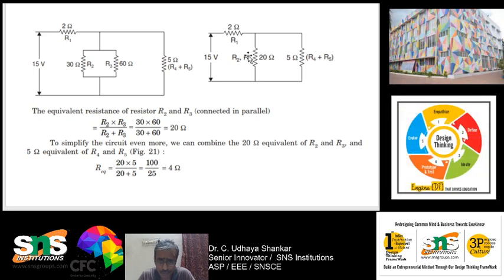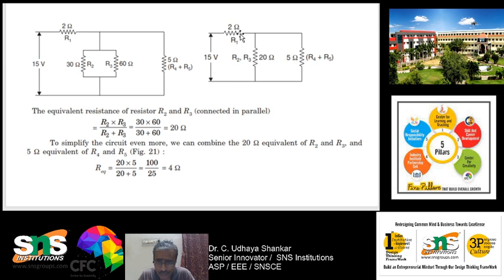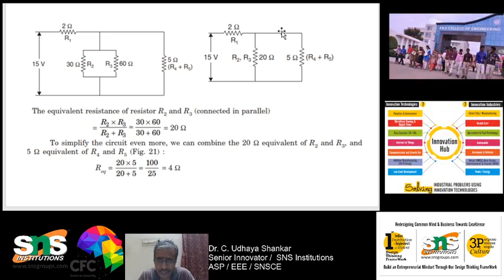So here I have written this particular branch as 20 ohms and this particular branch as 5 ohms. Now you can see that these two resistors are connected in parallel. How are these two resistors connected? When the current enters and goes through R1, the current gets divided. Whenever the current is getting divided between the two branches, you can say that the circuit is connected in parallel.